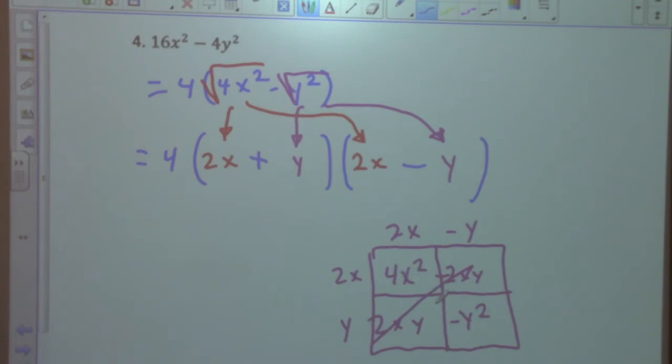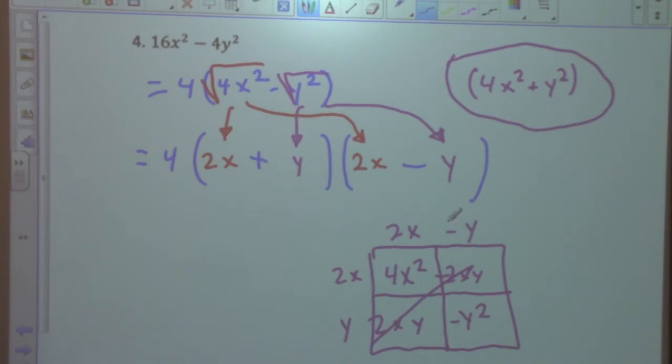And one common mistake you can get into is this: if you had, for instance, 4x squared plus y squared, would this thing be factorable?